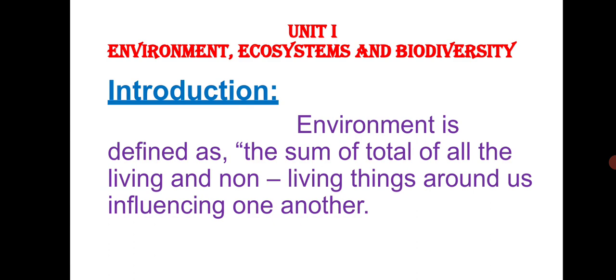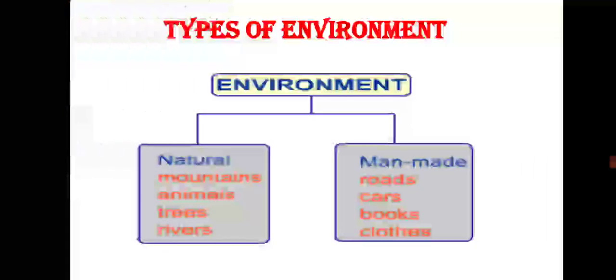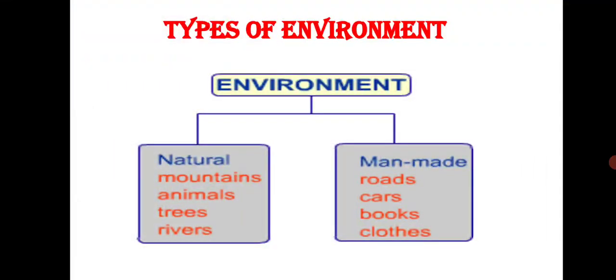Okay. Let us start. We move to our first unit, environment, ecosystem and biodiversity. We know that environment is defined as the sum total of all the living and non-living things around us which are influencing one another. Environment is mainly classified into two types: the natural environment and the man-made environment. Natural environments are characterized by natural components. Man-made environment is made by human beings.